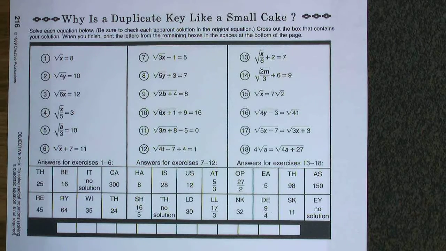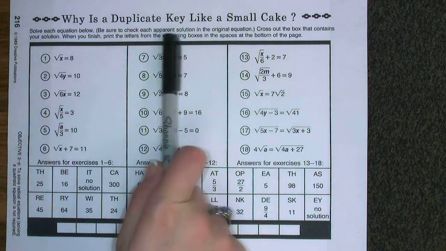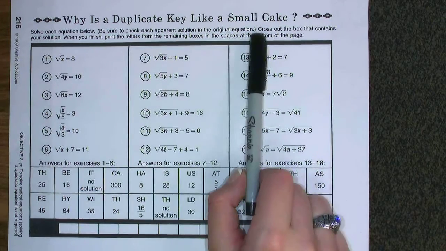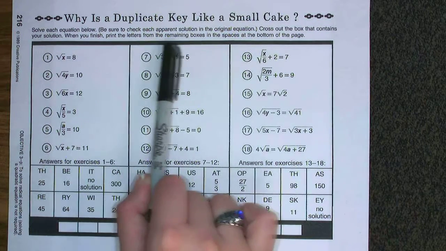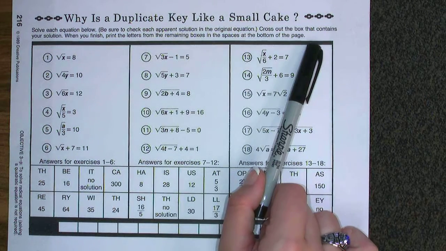Today we are going to be looking at the duplicate key worksheet. So why is a duplicate key like a small cake? It says to solve each equation below, be sure to check each apparent solution in the original equation. Cross out the box that contains your solution. When you finish, print the letters in the remaining boxes in the spaces at the bottom of the page.